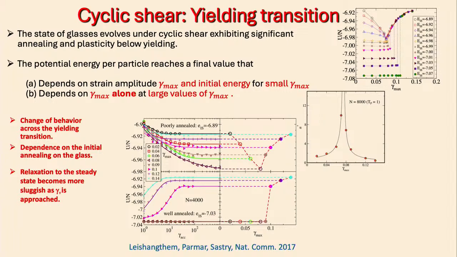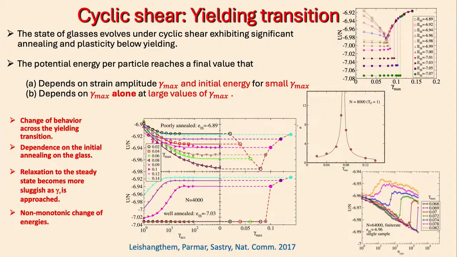And as I already mentioned, the number of cycles that I need in order to reach the final state has non-monotonic behavior and an apparent divergence at the yielding transition, and this divergence of timescales when I'm coming from above is associated with the phenomenon of reaching the fatigue limit upon reducing the load. So the yielding transition, as I'm describing it now, would correspond to what we might call the fatigue limit.